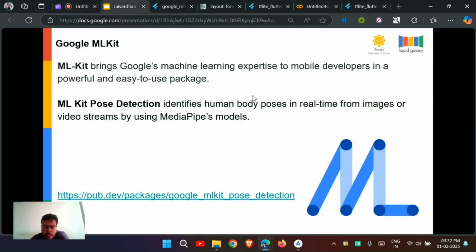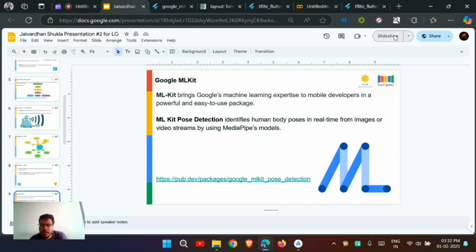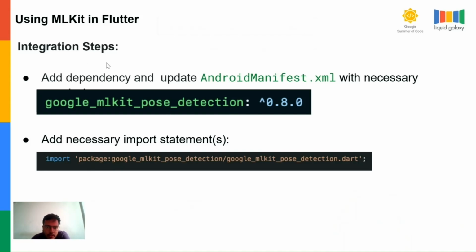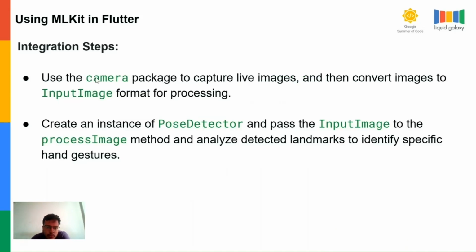So back to our presentation, we can see that the integration steps look like this. First of all, we have to specify the pose detection in our YAML file. Then we have to use the camera package to capture live images. Then we can convert the images into input image format for processing. This can be done using the camera package itself or using the ML Flutter package.